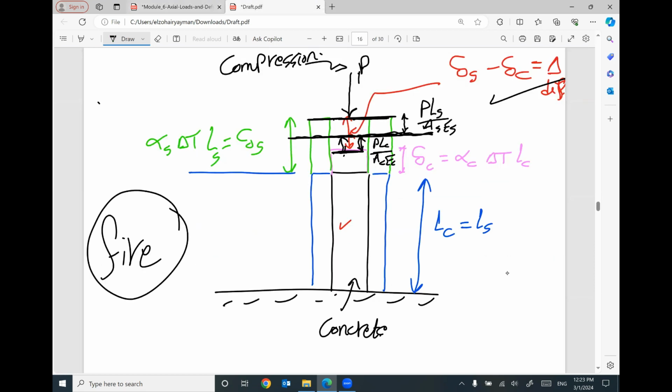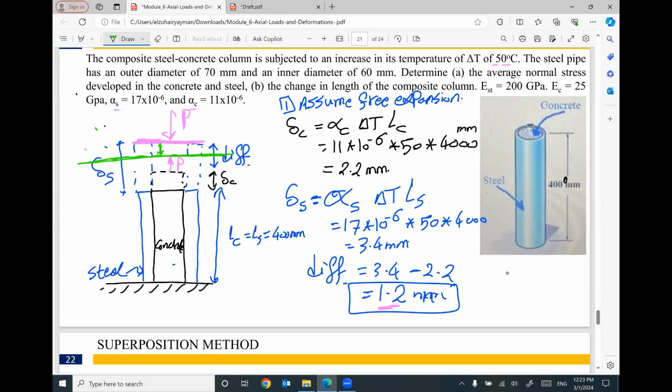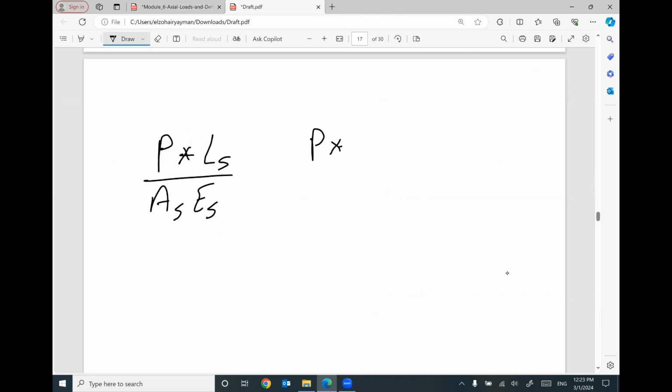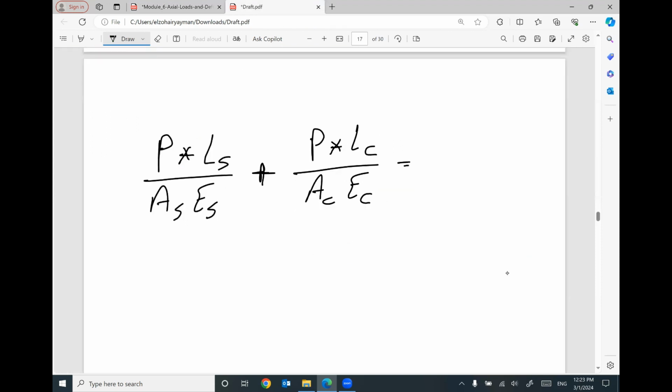So the steel will move down this amount. How much? P times L steel divided by area steel E steel. And the concrete will move up this amount: P times L concrete divided by area concrete E concrete. If the steel moved down and the concrete moved up, if we add the two distances to each other, just distance, I don't care up or down, this distance plus this distance must equal the difference between the two materials, 1.2 millimeter.